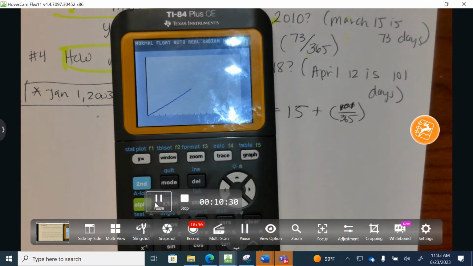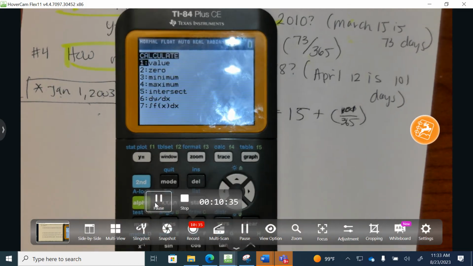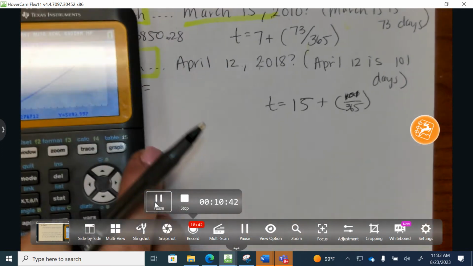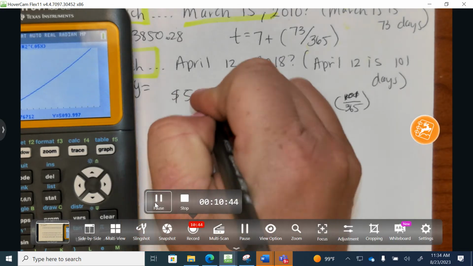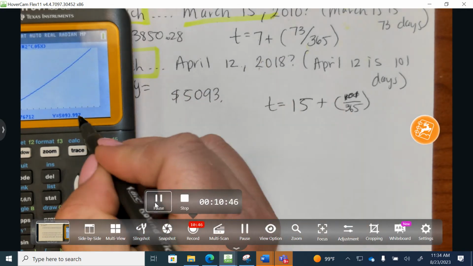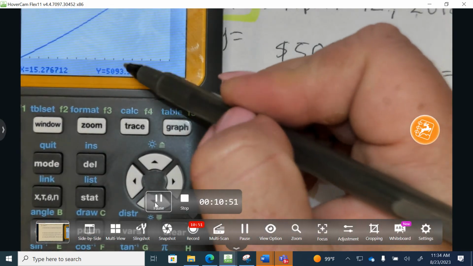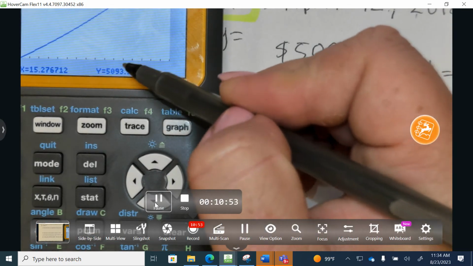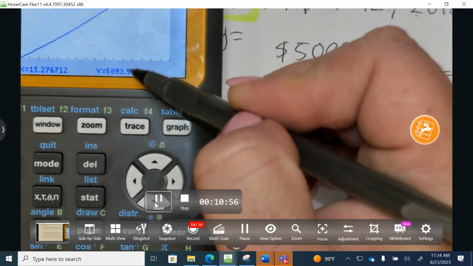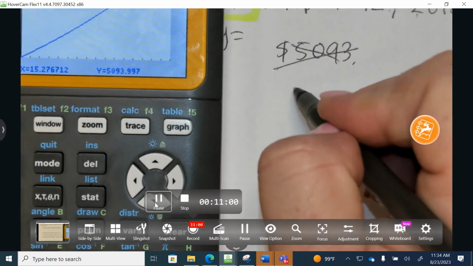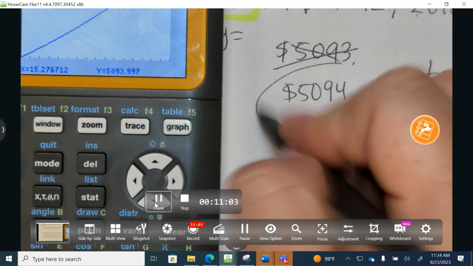Let's try this again. If you get invalid, it means you probably need to adjust your window. Second trace value, I have 15 plus 101 divided by 365, and this rounds to 5093. Oh, okay, now this is a great one to review. I'm going to round to the nearest cents. The 7 pushes the 9 up, and this not only becomes 99, it bumps up to 1. So this is going to be $5,094 if we round to the nearest cents.